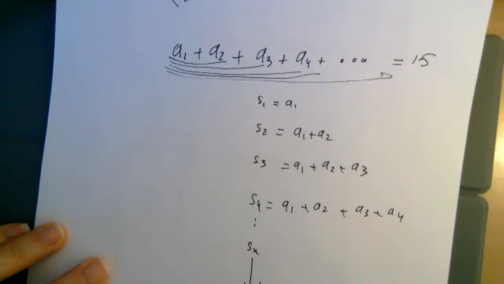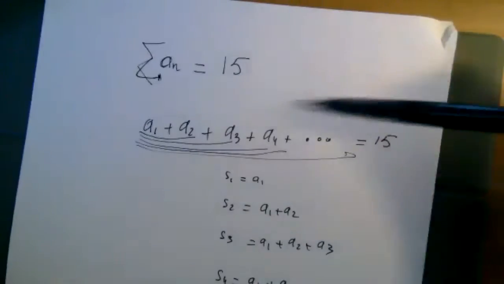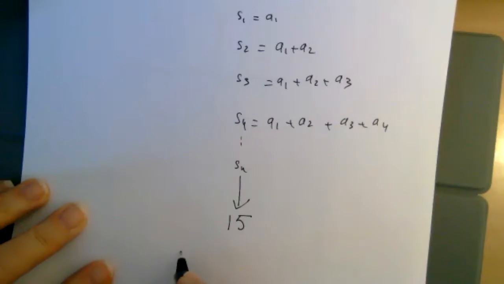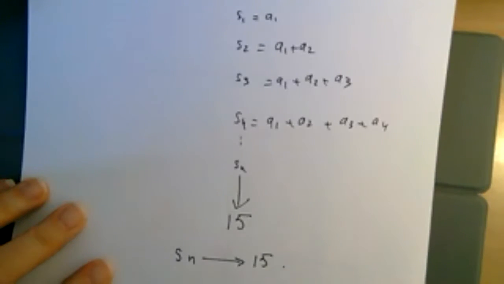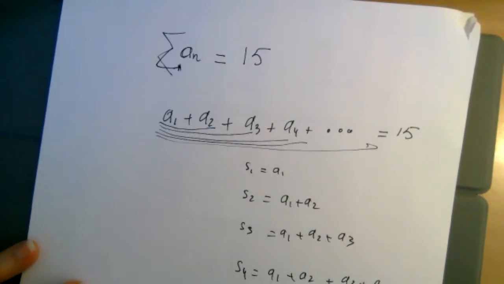The sums become close to 15. So to say that the series equals 15 means that the sequence of partial sums, the S_n, is becoming close to 15. In particular, the series converges because it's getting close to a fixed number. So if the sum S_n equals 15, it means when we start adding, we get to 15.